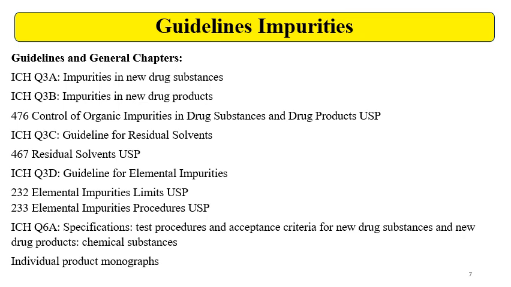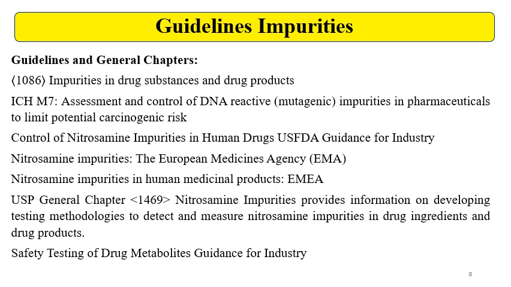For some of the impurity types and for making decisions for impurities, ICH Q6A is the guideline for specifications, test procedures and acceptance criteria for new drug substances and new drug products. Mainly these are related to chemical substances. Then you should see the individual monograph for the product and for the API, whether it is USP, EP, BP or IP pharmacopoeia. The individual monograph will give you a complete understanding about the impurities.